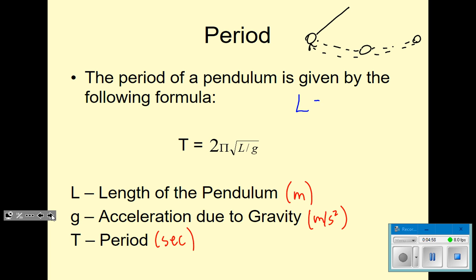Also, we have some manipulations of this equation that might help. So if we want to solve for the length, if we knew period and gravity, then that would be T over 2 pi, squared, multiplied by g. If we want to solve for g, that would be L divided by T over 2 pi, squared.